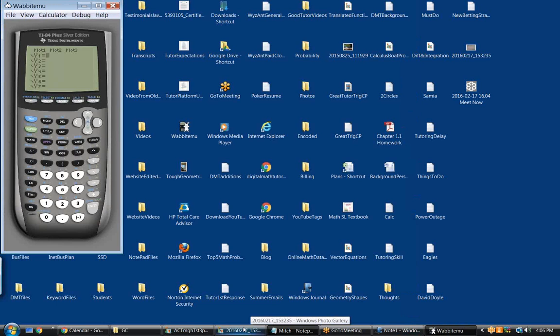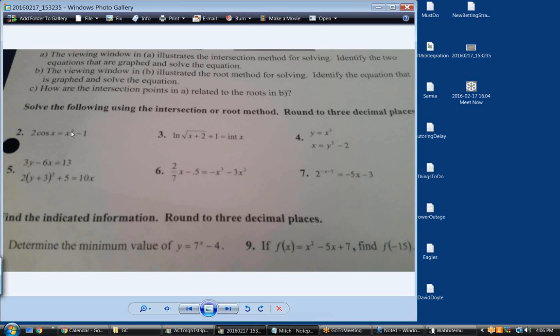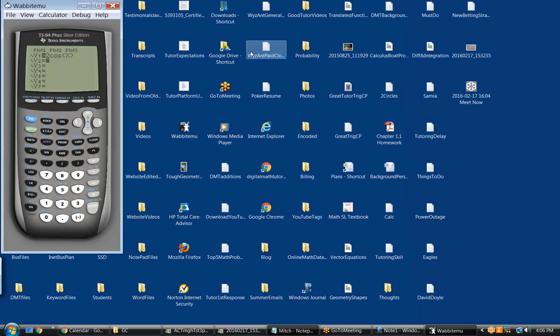The first equation is 2 cosine x. So I'm going to let y1 equal 2 cosine x, end paren, enter. And I'm going to let y2 equal the other side of the equation, which is x squared minus 1. Now I'm going to graph both of them, and I'm going to find their intersection. And just like all equations, their intersection occurs wherever x makes them equal.